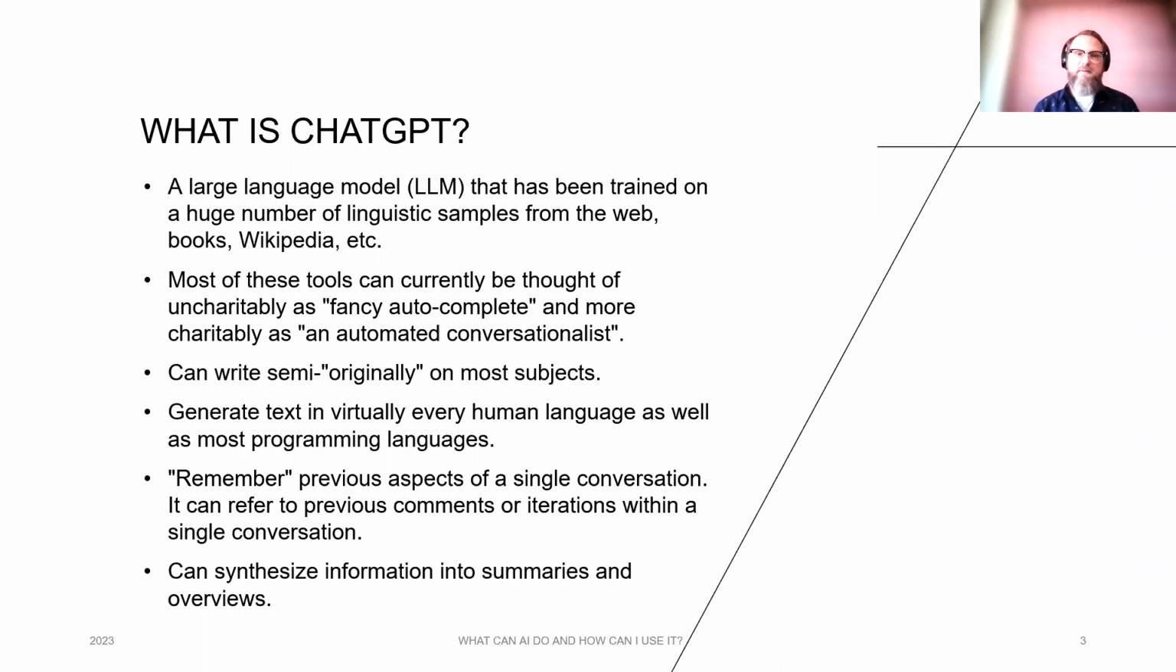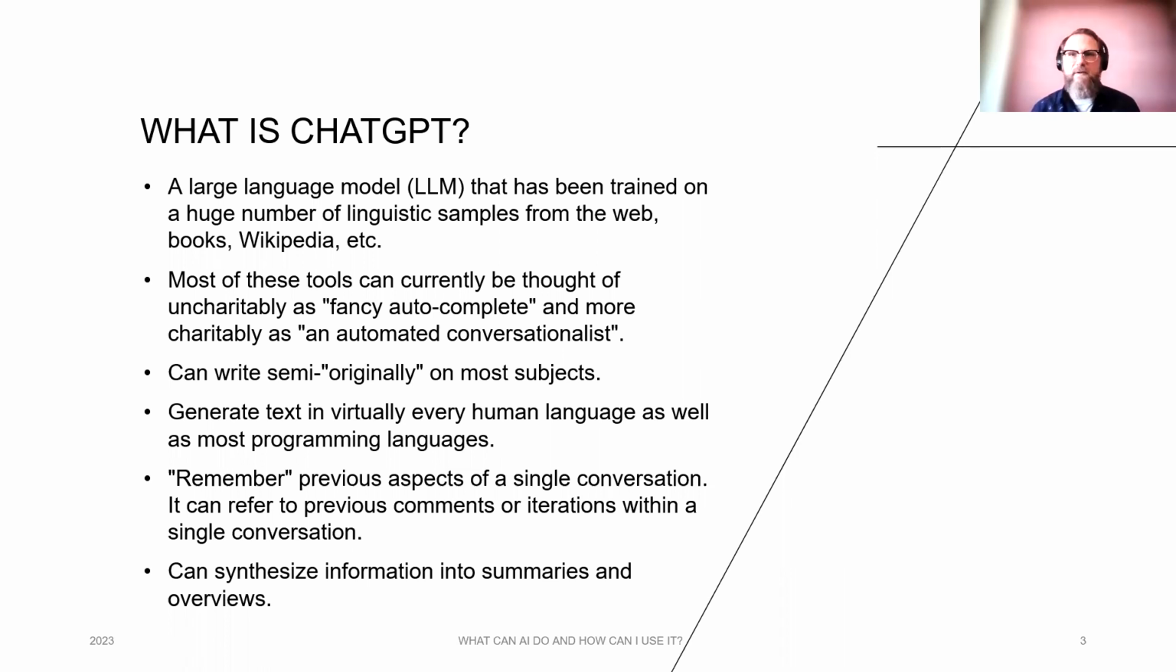It remembers previous aspects of single conversations. ChatGPT-3, I can't remember exactly how many, but it remembers like 500 words or something. It doesn't really remember a lot, and as soon as you start another conversation, it doesn't remember what happened in the previous conversation. And the newer stuff gets better at that. It can also synthesize information into summaries and overviews. So you give it an article and say, hey, can you summarize this for me? It reads it and tells you the high points in there.